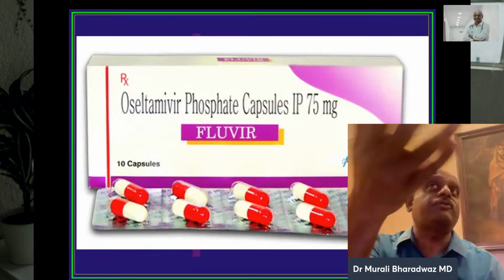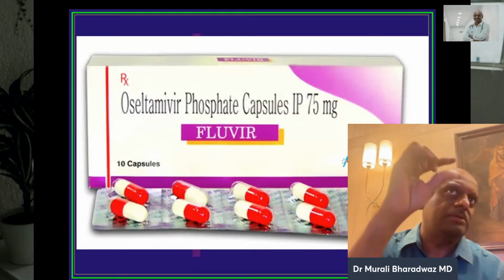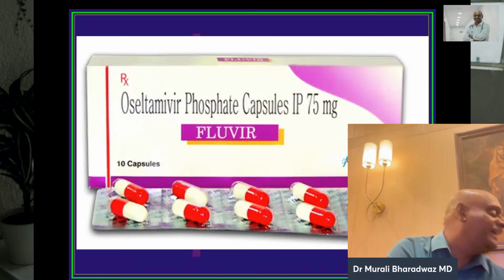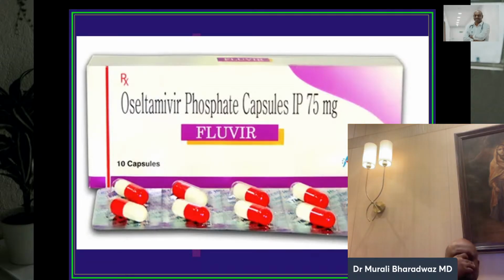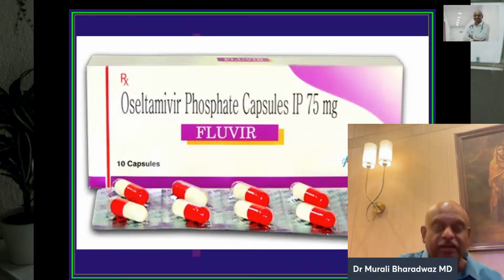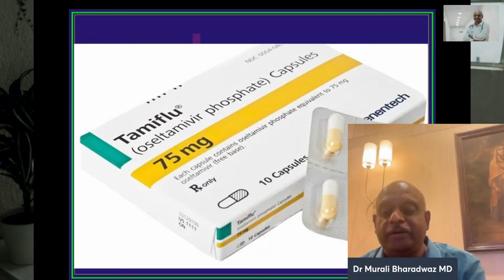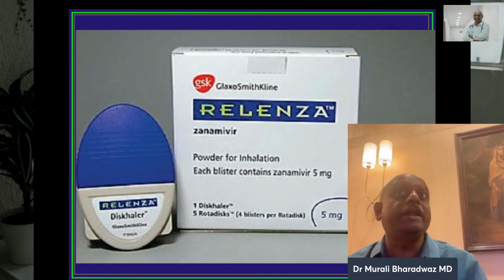This is oseltamivir, Fluvir, 75 milligram. We use it often. BD, 5 days. Tablets, capsules. This is all used for viral infections. If you are suspecting dengue, chikungunya, the only option is to give Fluvir. COVID is not affected by this, they say. Oseltamivir, Fluvir. Then oseltamivir, one more brand is Tamiflu, very popular when it came. Then Relenza is zanamivir.